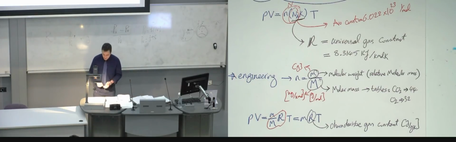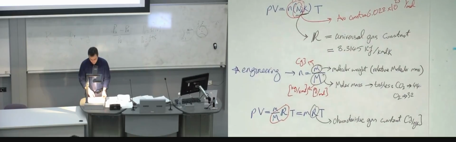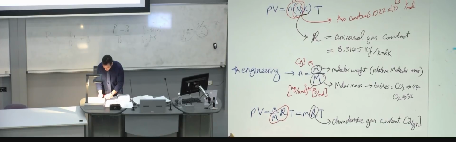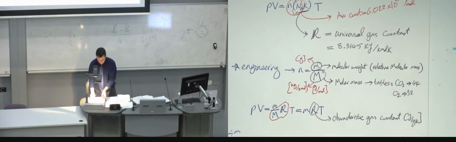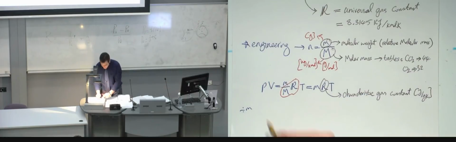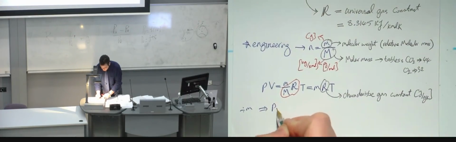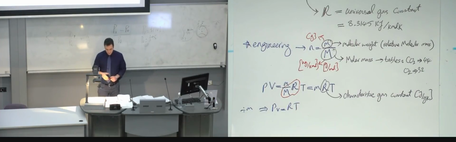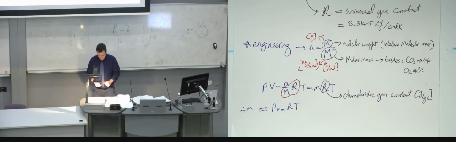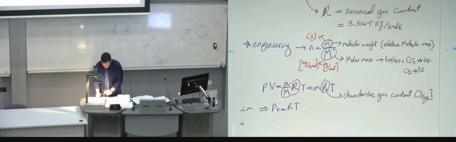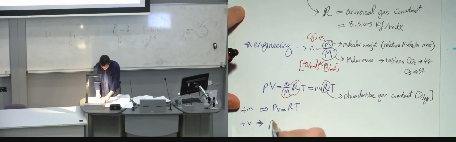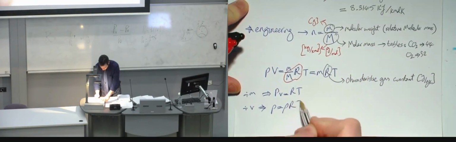So this brings us to the very first point which I made about our equation. If I start dividing both sides by m, then I'm going to have PV equals RT. That's the equation that we know, and we use that more than anything else. And if I divide both sides of this equation by V, then I'm going to have P equal to rho RT.